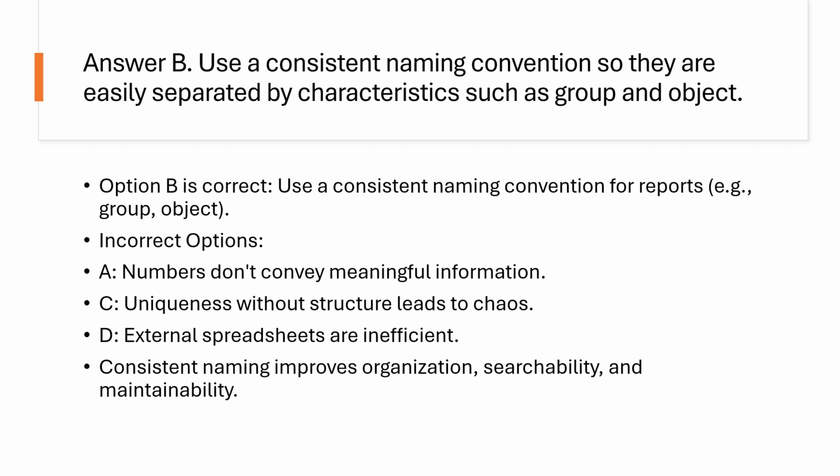Option D, relying on an external spreadsheet, is inefficient. You want your report names to be self-explanatory within Splunk, not require you to check another document. Option B is the way to go. A consistent convention, like Team, Data Source, Metric, Frequency, lets you quickly understand what a report is for. For example, Security, Firewall, Traffic Volume, Daily. This makes searching, filtering, and collaboration much easier. Keep your Splunk organized.